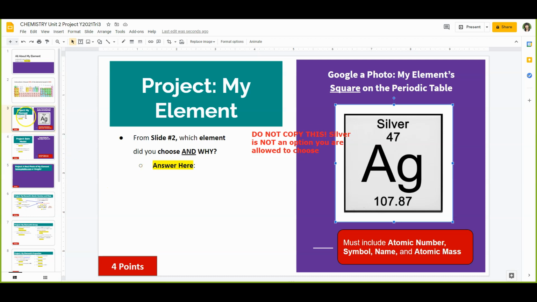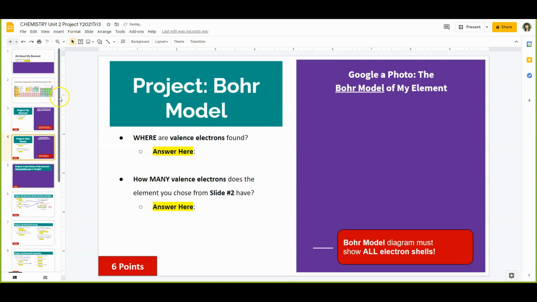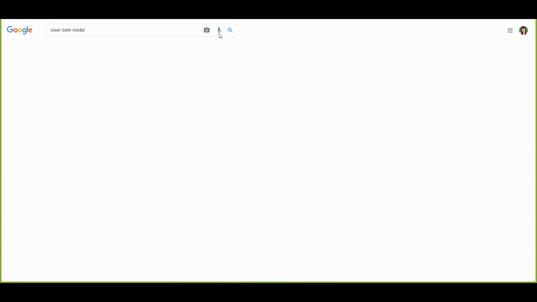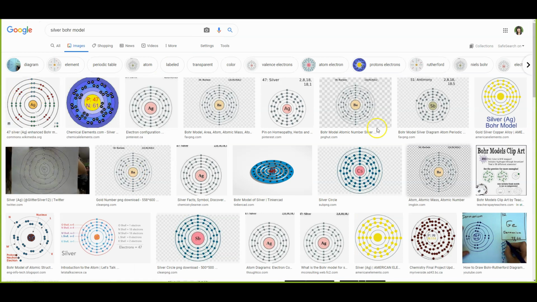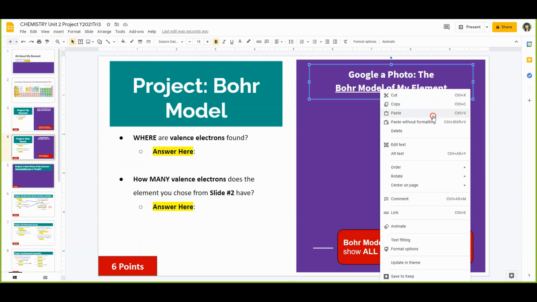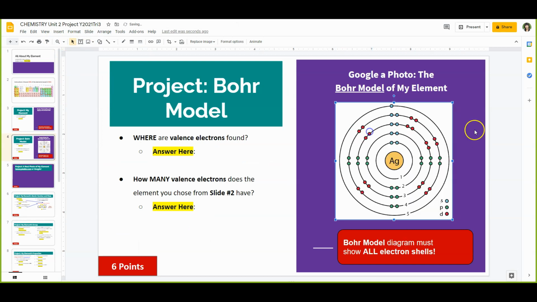Okay. All right, so now we're going to go ahead and take a look here at talking about the Bohr model. So for the Bohr model question, you're going to go ahead and get a Bohr model of your element. So same thing, come over here, and instead of looking up silver periodic table, look up silver Bohr model. Sorry, don't look up silver, obviously look up yours. And you can see plenty of examples of Bohr models, right? So just choose one of these, and same thing, you would copy it and paste it here. All right, and just move it to where it belongs.